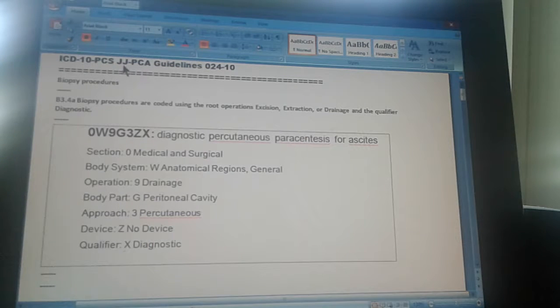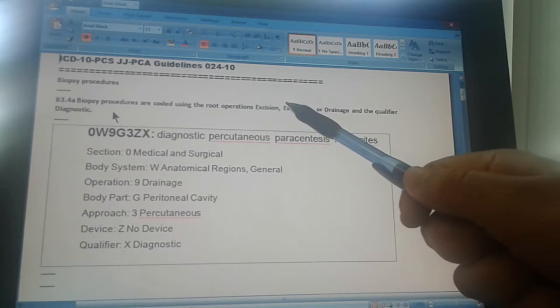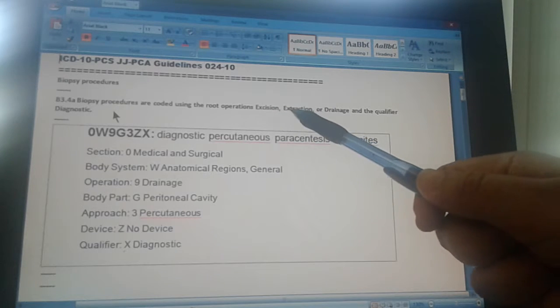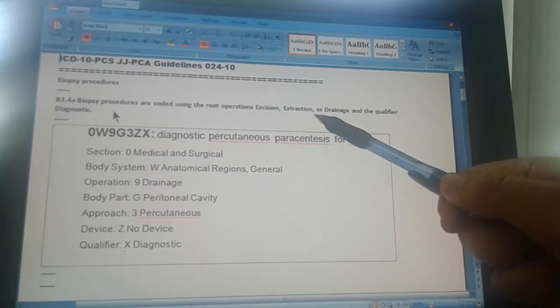ICD-10 PCS guidelines, page 24, part 10. Biopsy procedures. We're studying biopsy procedures, right? B3.4a says that biopsy procedures are coded using the root operations excision, extraction, or drainage, and the qualifier diagnostic. One of these operations, depending on the biopsy, is used: excision, extraction, or drainage.